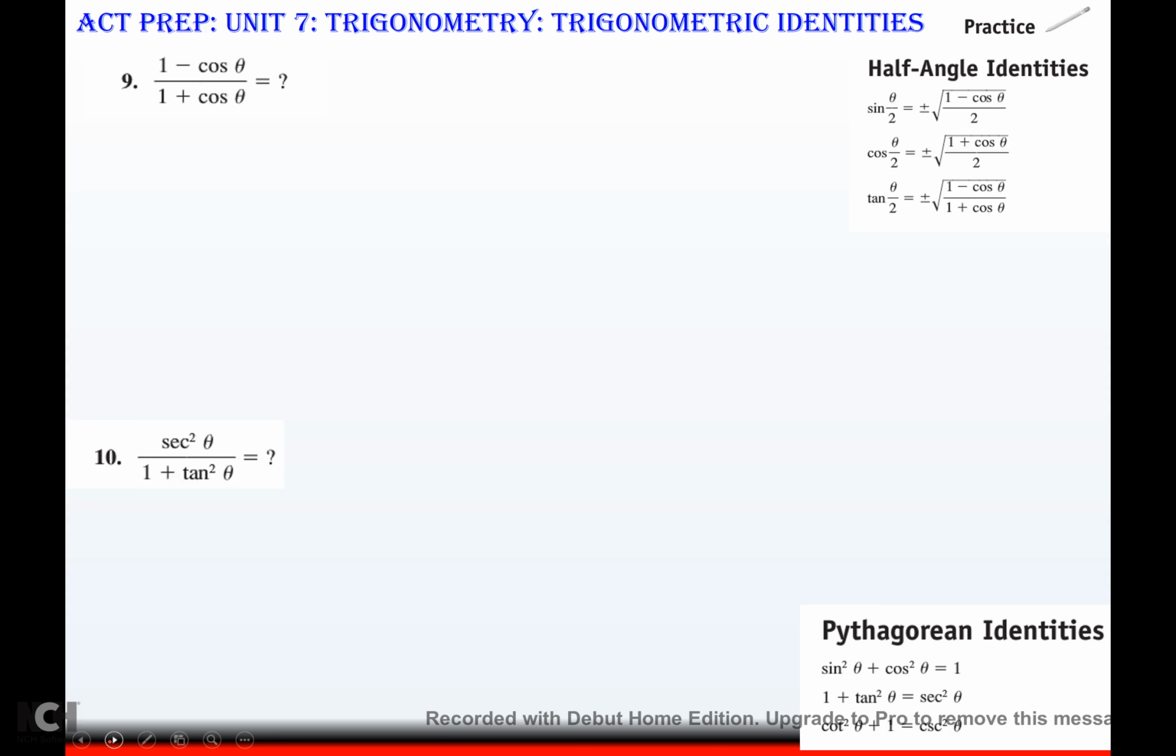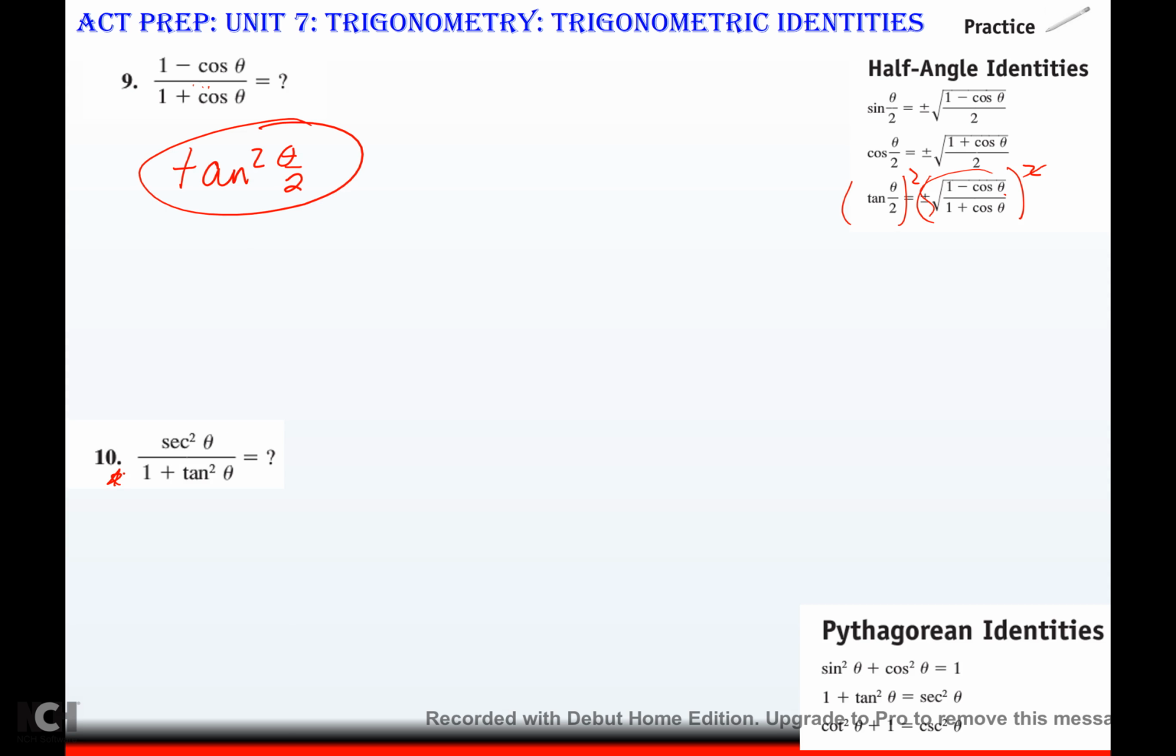Number 9, you have 1 minus cosine theta over 1 plus cosine theta. Alright, so I'm looking and I see something like that, but it's under a radical. Well, if I wanted that outside of the radical, I would square both sides. That would kill it, which would give me exactly what I want. So squaring this side would give me tan squared of theta over 2. Done.